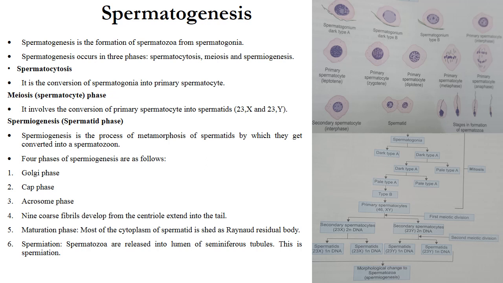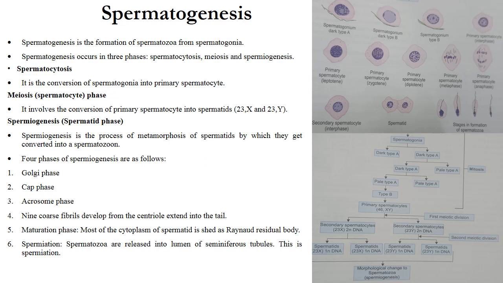Spermatogenesis is the formation of spermatozoa from spermatogonia, and it occurs in 3 phases. The first step is spermatocytogenesis, where there is conversion of spermatogonia into primary spermatocyte. The second step is meiosis, where the conversion of primary spermatocyte into spermatids occurs. And the third step is spermiogenesis. It is the process of metamorphosis of spermatids by which they are converted to spermatozoa.